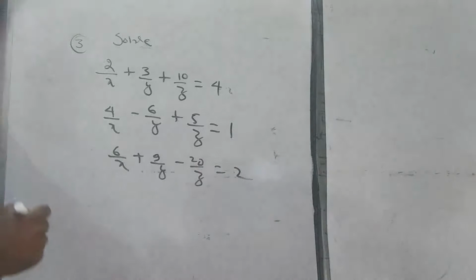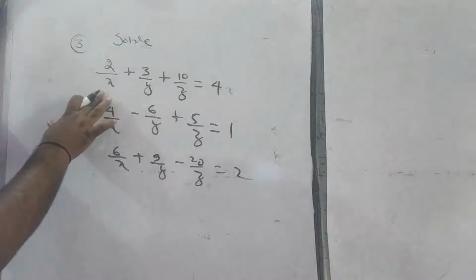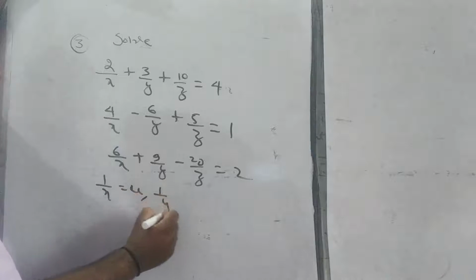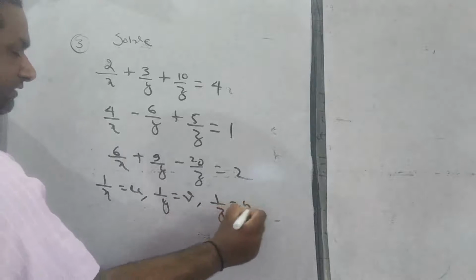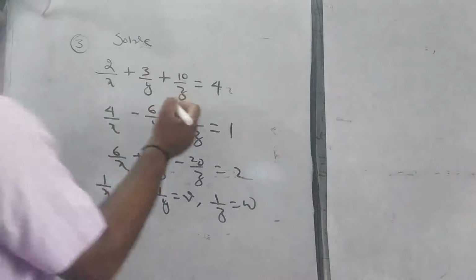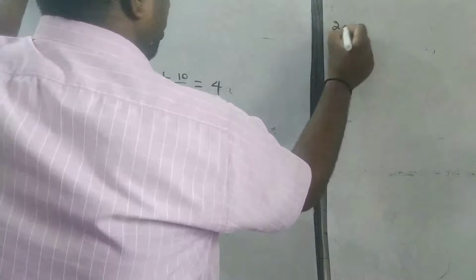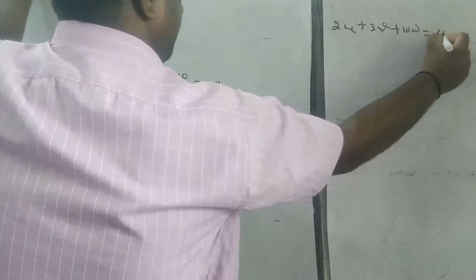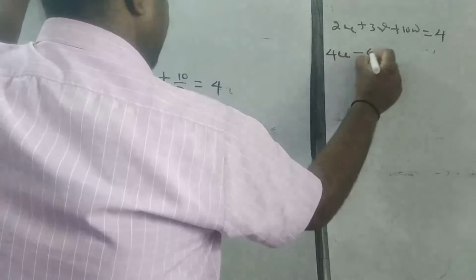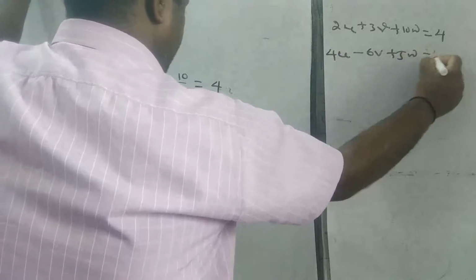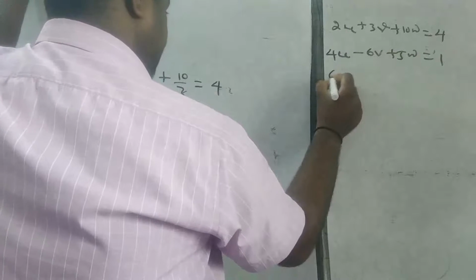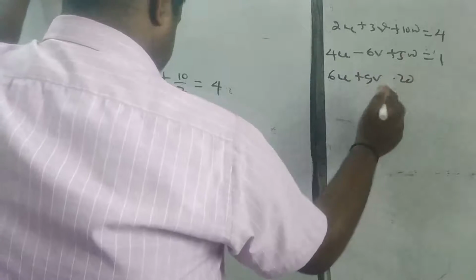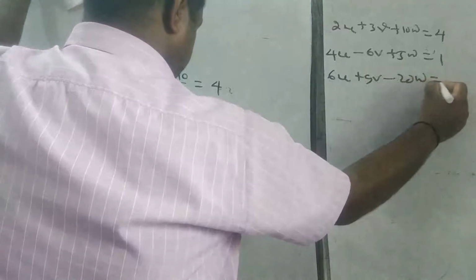In such type of question, the variable is given as a reciprocal. So we let 1/x = u, 1/y = v, and 1/z = w. Then the equations are transformed as 2u + 3v + 10w = 4, 4u - 6v + 5w = 1, and 6u + 9v - 20w = 2.